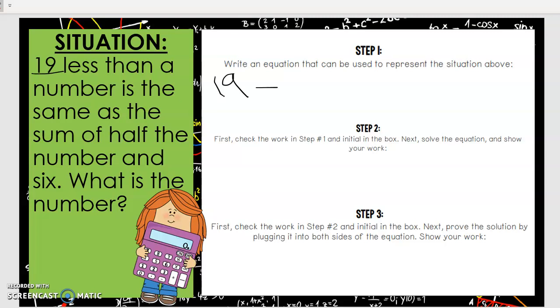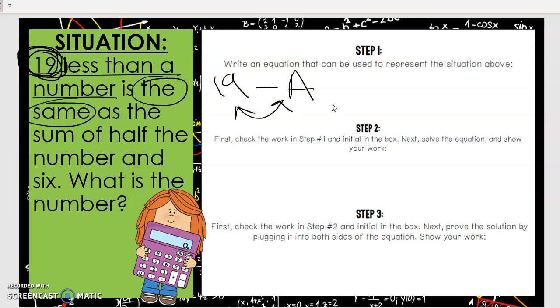Okay, less than a number, so here's the thing. When it says less than a number, it's going to mean that I want to switch these two things. I want to switch whatever is before the less than and whatever is after the less than. Oh, no, I circled the wrong thing, I'm sorry. So 19 and a number. These two are going to be switched in just a minute. I'm going to switch them whenever I rewrite the word problem.